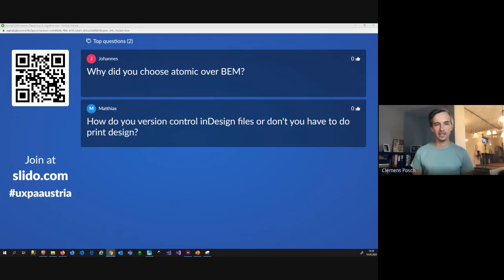I think currently there's also no real option for version controlling InDesign files, as far as I know, but please correct me if I'm wrong. So we don't need to do that. And also the engagement with our clients, we really focus on software development and digital products. So maybe if the client asks, then we do some print stuff on the side for them, but that's not our focus. Okay, we heard lucky bastard.